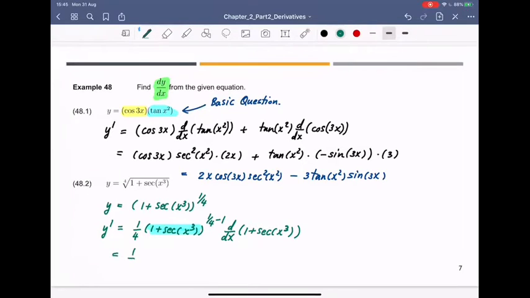And then a quarter, and then this thing is going to be 1 plus secant x cubed, and then this is negative 3 over 4, right? And stop there. I'm not going to touch anything. So after that, I differentiate 1, I get 0. I differentiate secant, I get secant and tangent.